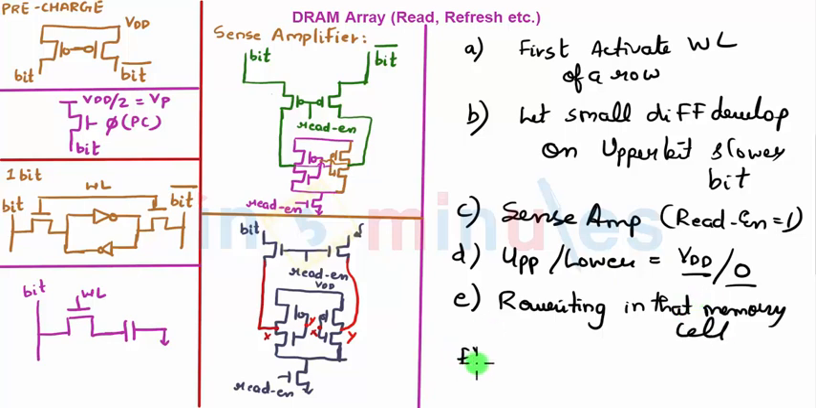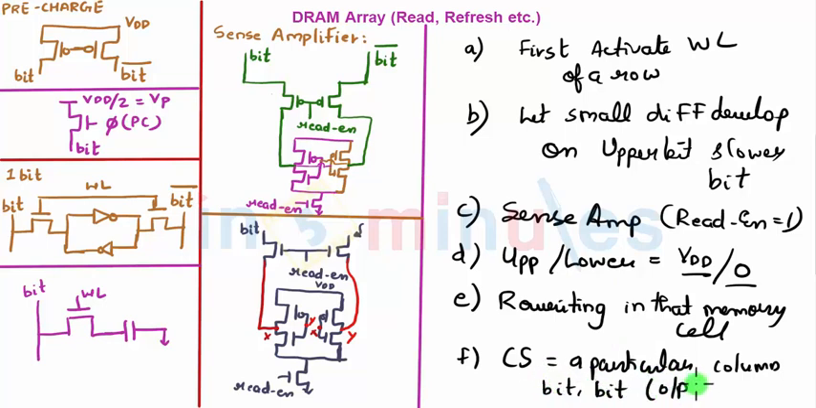And now with the column signal, you can select a particular column and connect its bit and bit bar to the output probes so that you can identify whether a 1 or 0 was written, or you can read a 1 or 0. So for refresh or rewriting, we understood that.